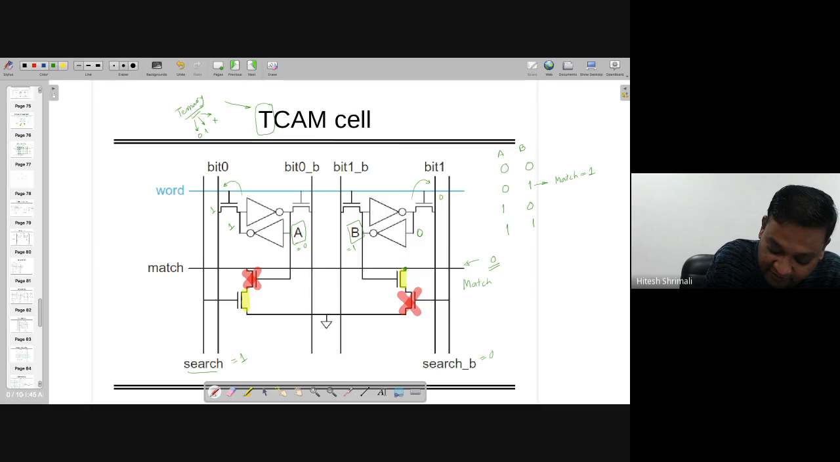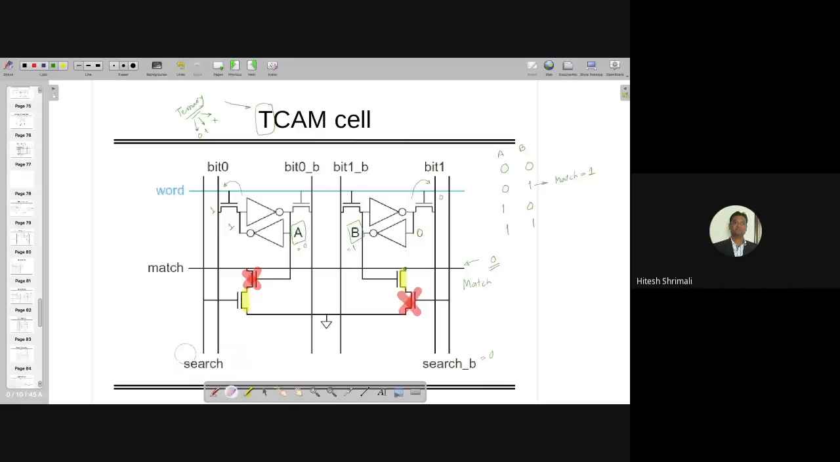Note that when I'm saying that, it's related to search equal to 1. Now, let's assume another condition, when A equal to 1 and B equal to 0. If A equal to 1 and B equal to 0, definitely the other side is 0.